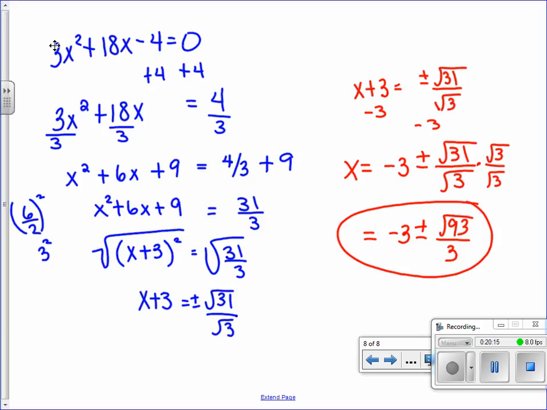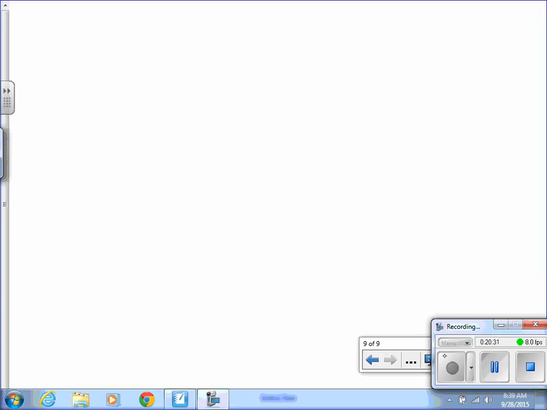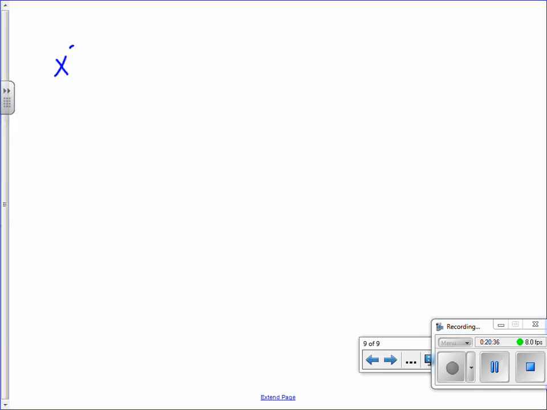Now, I'm going to give you one that's not too bad to do by yourself. How about I give you one where A is 1? Alright, try this one. X squared minus 2x minus 15 equals 0. Solve that by completing the square.